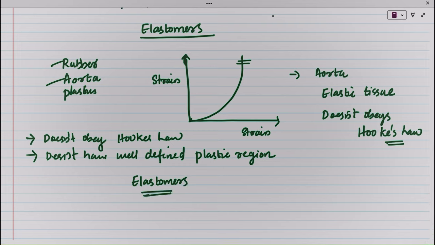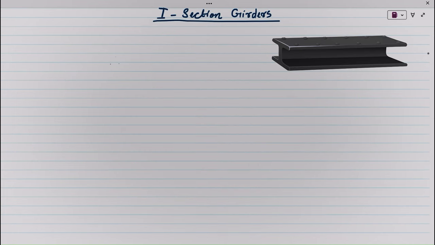For example, rubber can be pulled to several times its original length and still returns to its original shape. Like this, our aorta, our blood carrying tissue, will not have any plastic region or breaking region, and it has a well-defined shape, but it doesn't obey Hooke's law. Such materials are called elastomers. Examples are rubber, aorta.